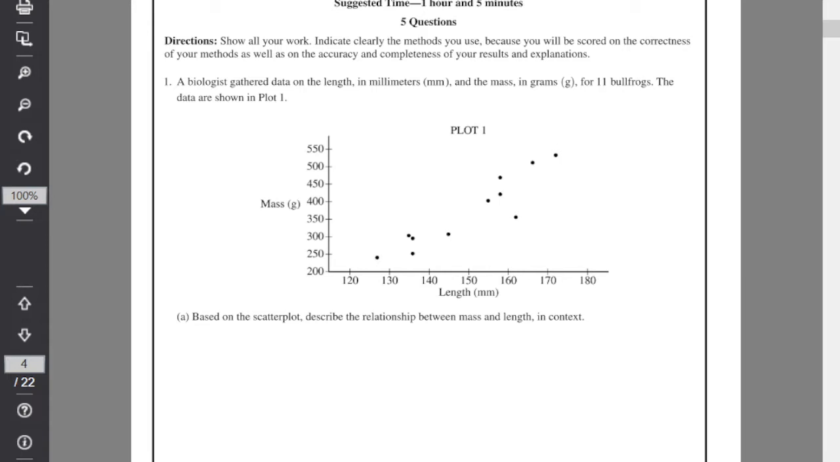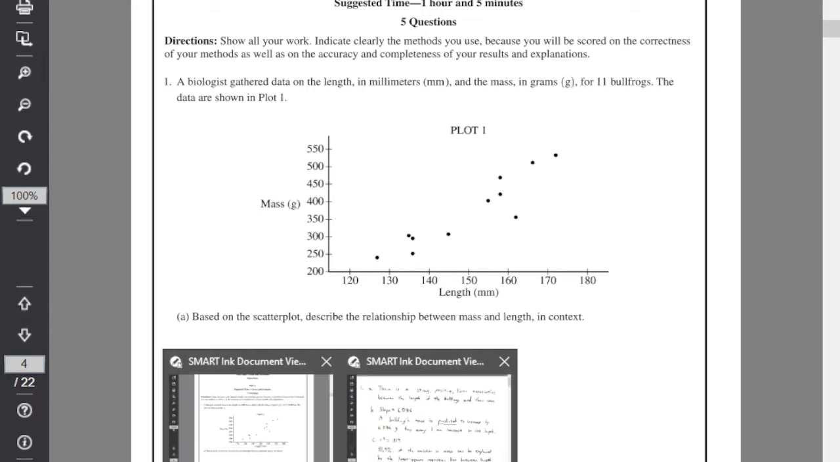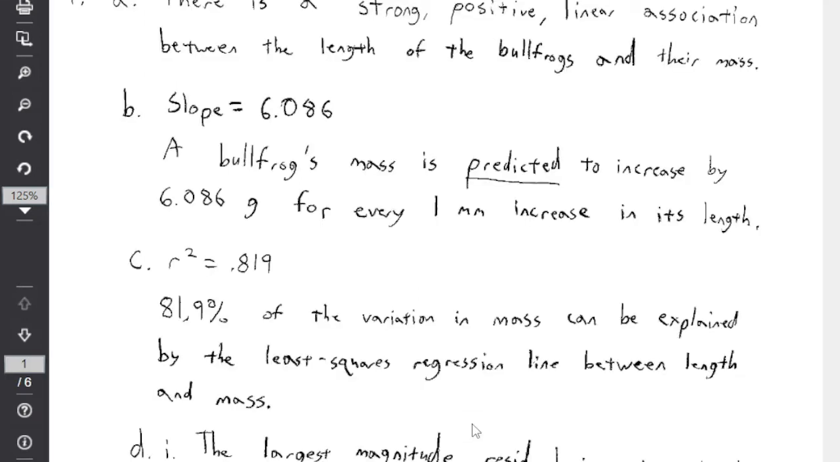Based on the scatter plot, describe the relationship between mass and length in context. So if it asks you to interpret a relationship, strength, direction, and form: strong positive linear association between the two variables in the context of the question. That's your part A.